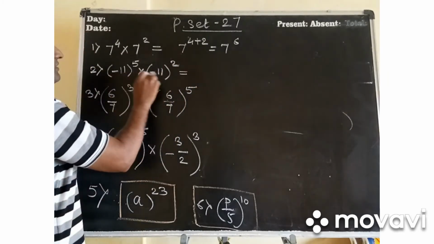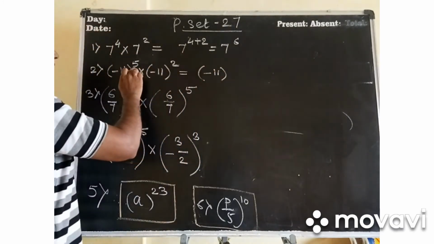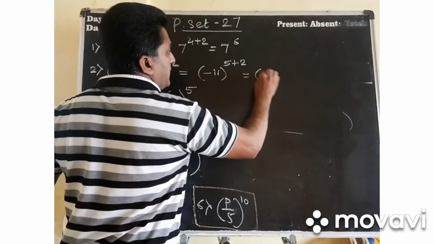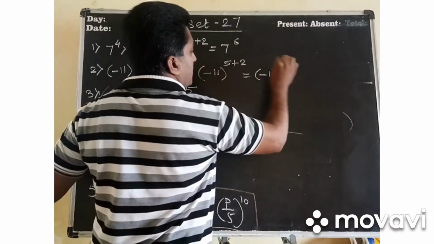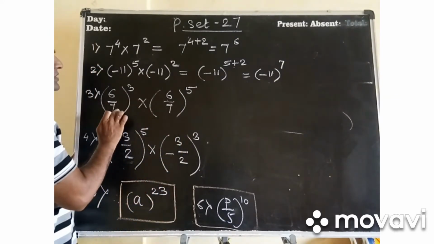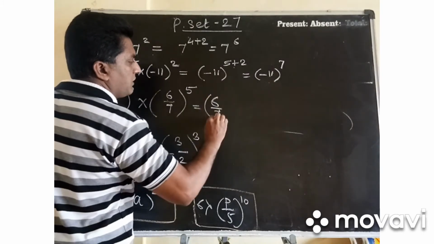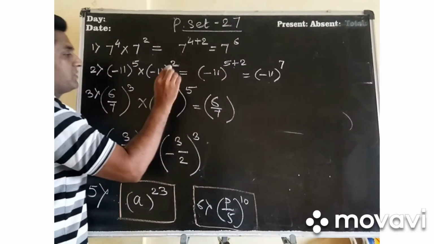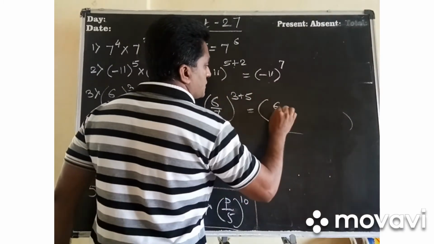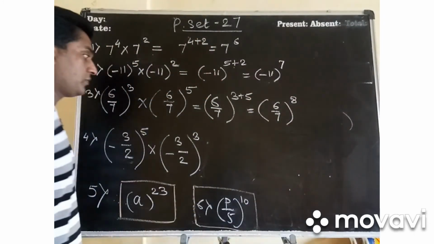Second one, negative 11 is the base. So just one time write down negative 11 in bracket, and 5 and 2. So just add 5 plus 2. Your answer will be again negative 11, and 5 plus 2 will be 7. Right everybody? After that, 6 upon 7 is the base, which is written two times. I am going to write it only one time, 6 upon 7 in bracket. 3 and 5 are added, so 3 plus 5 is 8. This is your final answer.